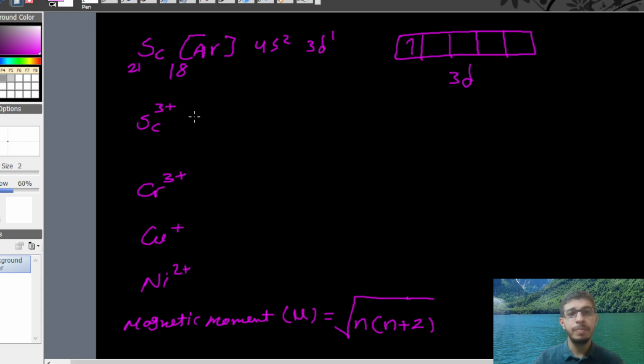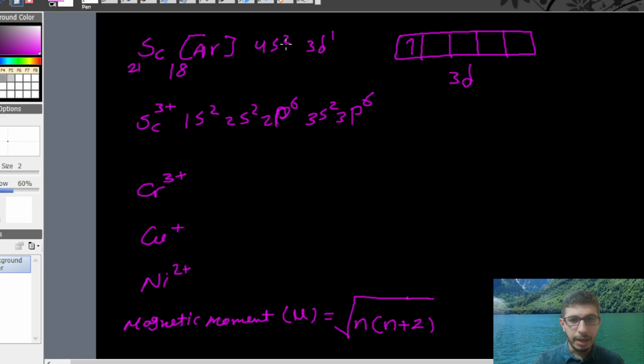Let's write the electron configuration of scandium 3 positive from the beginning. We start with 1s2, 2s2, 2p6, 3s2, 3p6. We have here 4 plus 6, 10, plus 8, that means we have 18 electrons. So this is scandium 3 positive, because you lose 3 electrons.